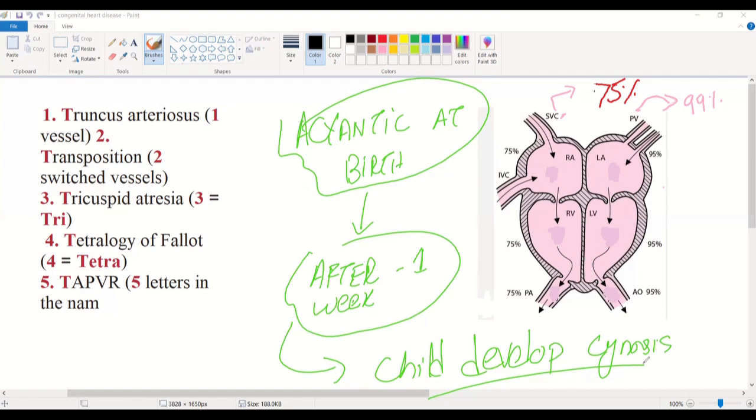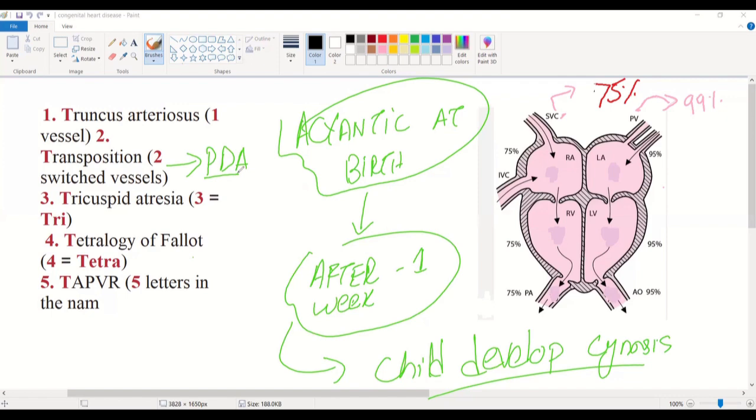Sometimes this PDA is important for the survival of the fetus. It is necessary for transposition of the great vessels. Sometimes it is necessary for other cyanotic congenital heart diseases like truncus arteriosus.